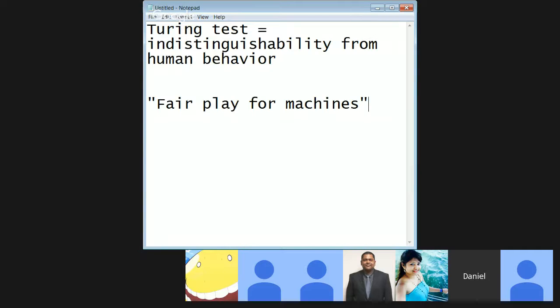So if there was a computer taking my class and it was trying to write essays for the discussion forum, it would only be fair to judge that computer by the same rubric that I'm judging everyone else. It wouldn't be fair to judge the computer by a different rubric that judged them more harshly. The only fair way is to use the same rubric for all participants, for everyone who's taking the class, whether they're a machine or a human. This is fair play for machines.